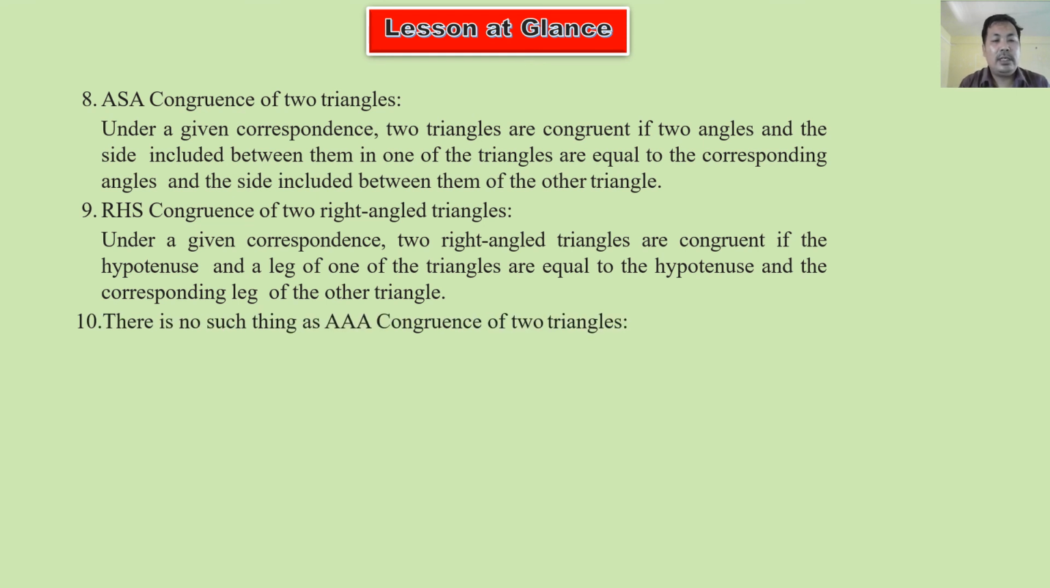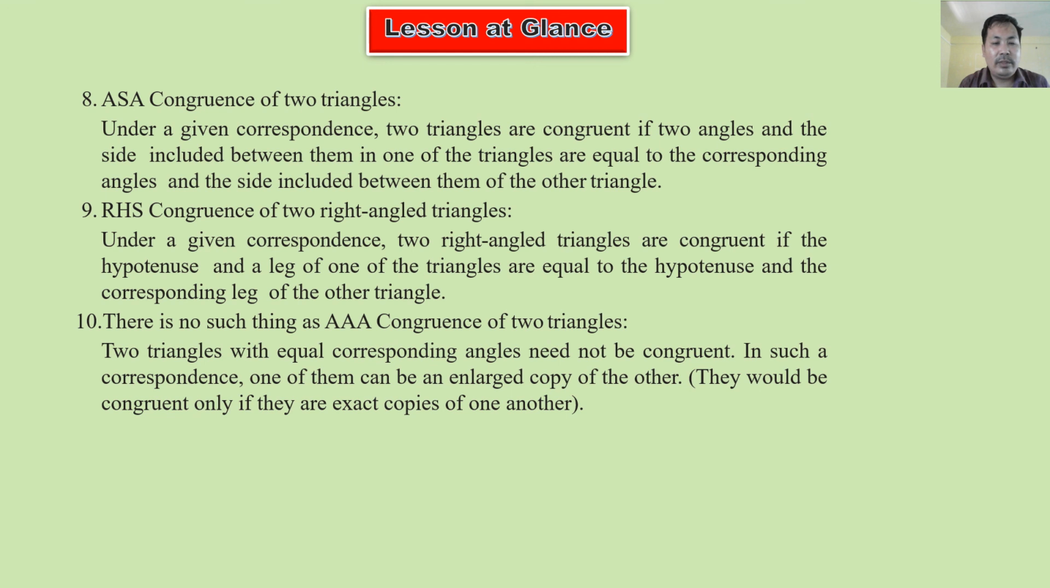There is no such thing as AAA congruence of two triangles. So when three angles are equal, the triangles need not be congruent. It is not there at all. Okay, clear? There is no criterion of congruency called AAA. Means two triangles with equal corresponding angles need not be congruent. One of them can be an enlarged copy of the other. They would be congruent only if they are exact copies of each other.